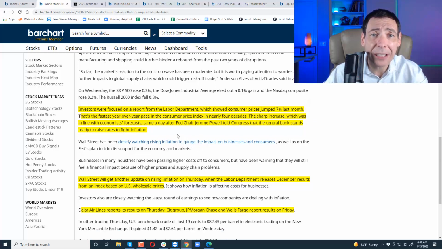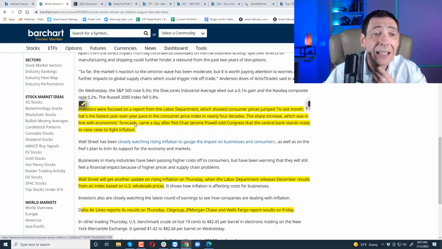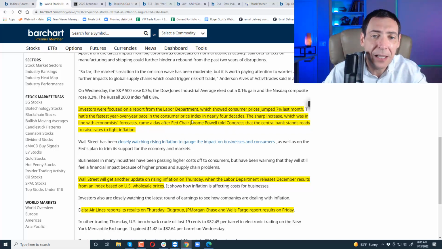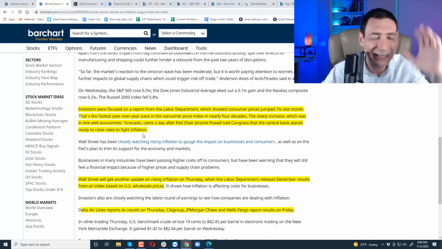And imagine, the stock market's near all-time highs. Investors were focused on a report from the Labor Department. This is the CPI we're talking about, which showed consumer prices jumped 7% last month, the fastest gain in almost four decades. The sharp increase, which was in line with the forecast, came a day after Jerome Powell told Congress that the central bank stands ready to raise rates to fight inflation. I'm not going to predict the future. Oh, wait, I am.